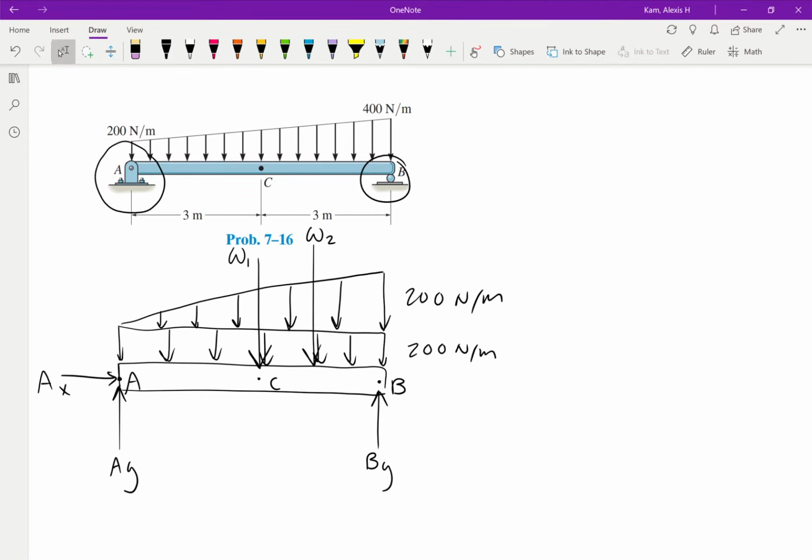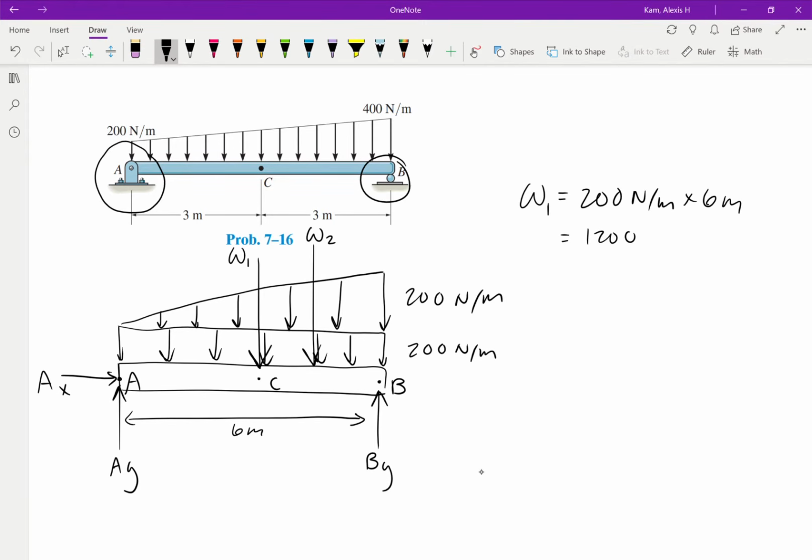Okay. So then we're going to want to find the distributed loads. And to do that, we need a little bit more information, which is the distance that the distributed load acts upon. So if we look at W1 first, the rectangular load, we know that it is the 200 newtons per meter, and it acts on this whole length of the beam, which is 6 meters. Right? So we're going to multiply that by 6 meters. And that's going to give us 1200 newtons.